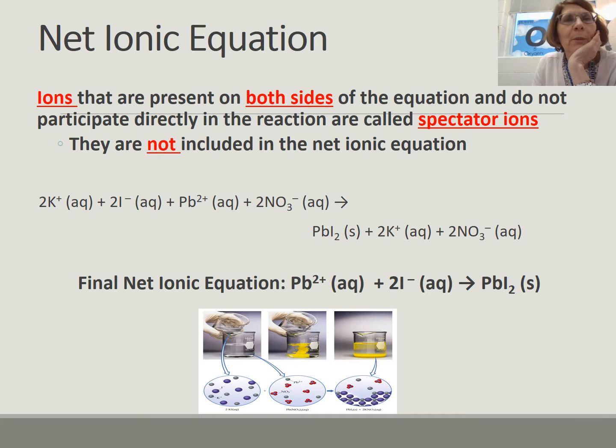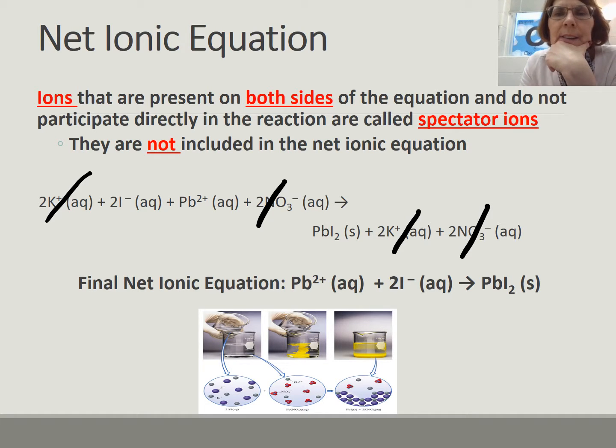So when we write the net ionic, we're going to separate all the ions on both sides, and they are called our spectator ions because they're not actually included in the net ionic equation. So if you notice, this will cross out on both sides, and then we have our 2 nitrates that cross out, and what we're left with is just the stuff that's involved in making the lead 2 iodide, which is the solid.